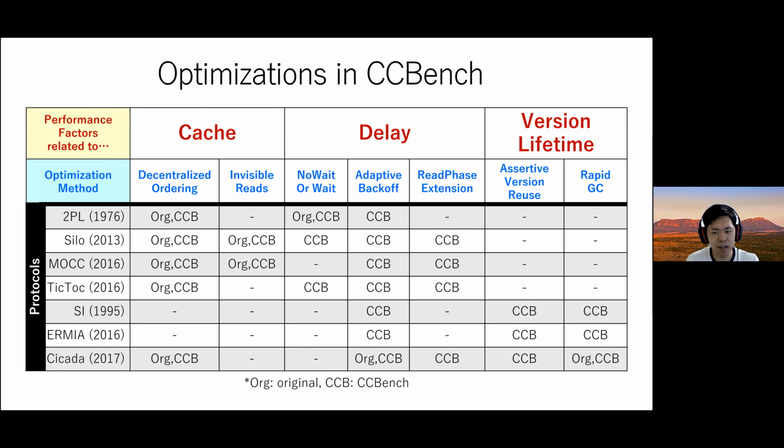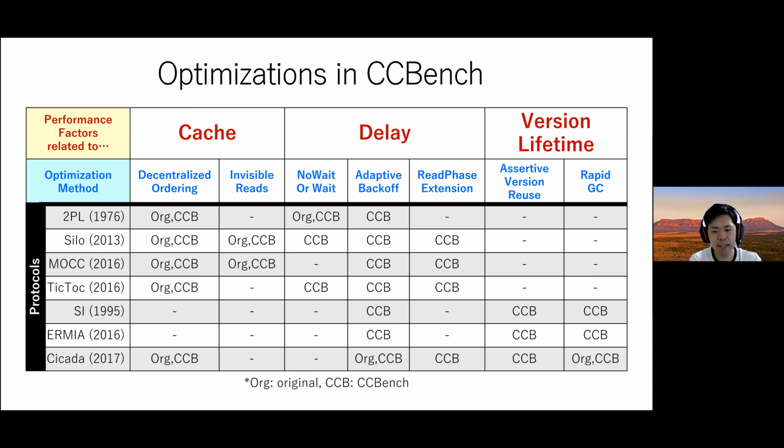CCBench has 7 optimizations: decentralized ordering, invisible reads, no wait or wait, adaptive backoff, read phase extension, assertive version reuse, and rapid GC. ORG means originally proposed. CCB means newly implemented by CCBench. As you can see from the table, we apply optimizations even though they weren't applied in the original paper. This is because we had an interest in fair evaluation. CCBench allows you to configure these optimizations and conduct detailed analysis on your purpose.